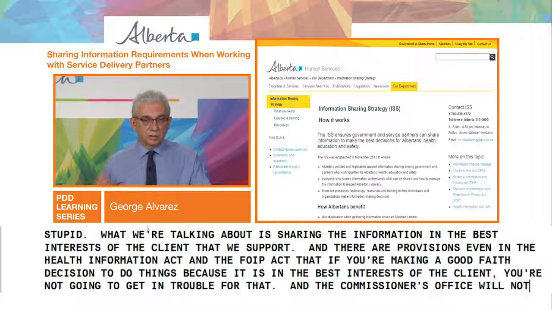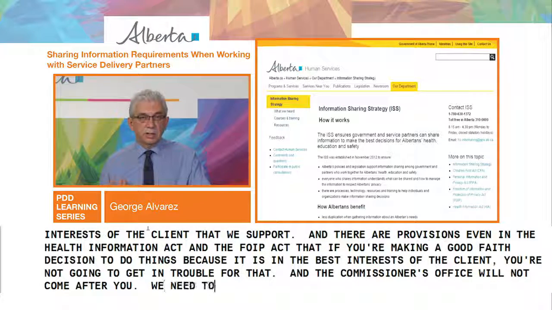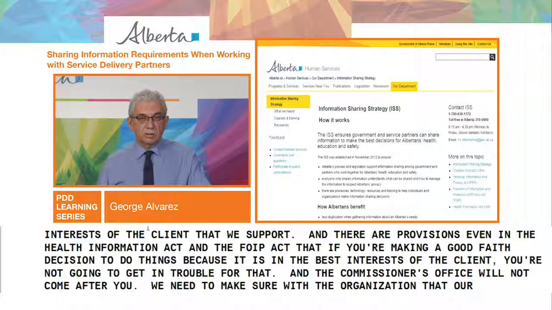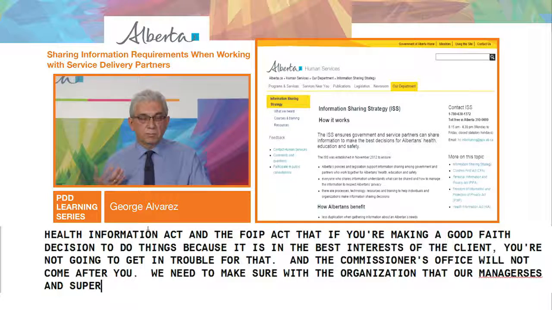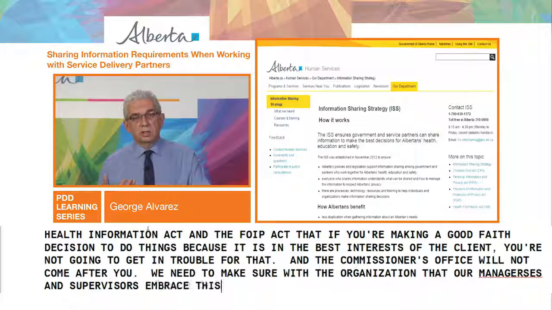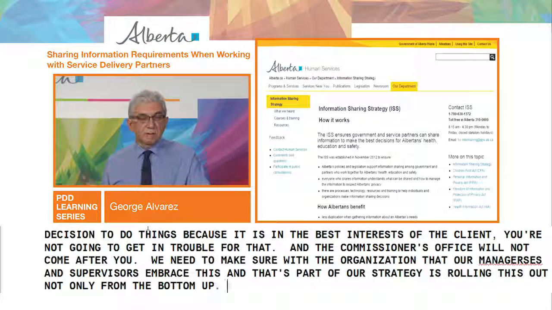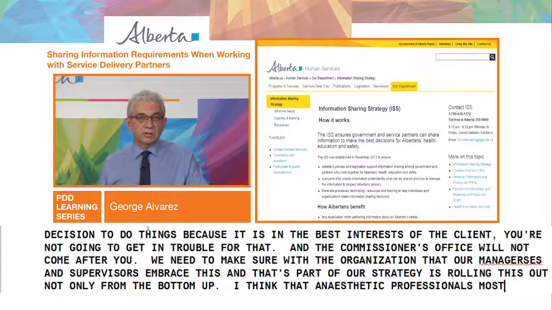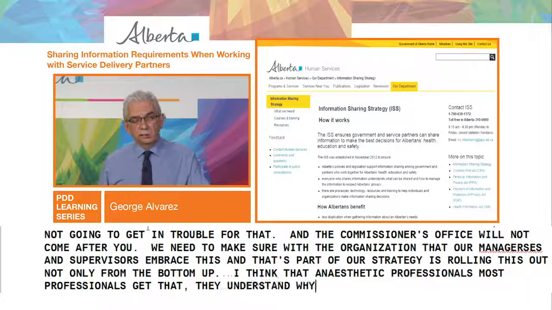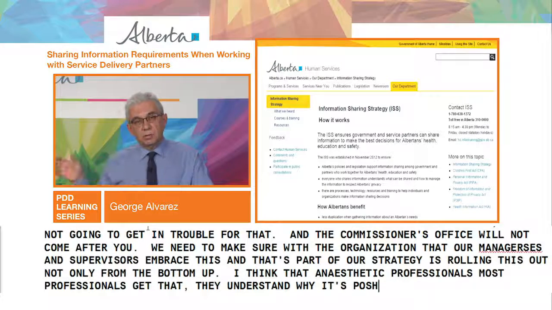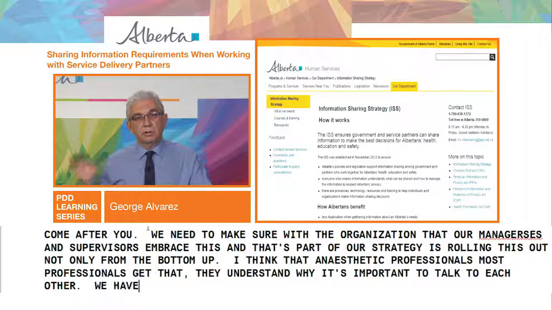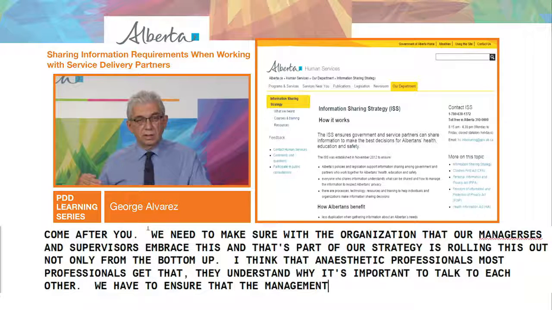We need to make sure within our organization that our managers, our supervisors also embrace and understand this. And so that's been part of our strategy, is rolling this out not only from the bottom up, because I think that as professionals, most professionals get that. They understand why it's important to talk to each other. But we have to make sure that the management layer also understands and promotes that approach.